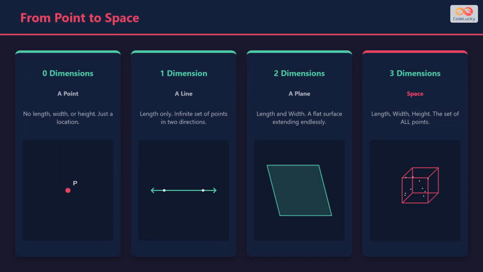To understand space, let's look at how dimensions build upon each other. We start with 0 dimensions, which is a single point. It has no size, just a location. If we extend that point, we get 1 dimension, a line, which has length. Extending it again gives us 2 dimensions, a plane like a flat sheet of paper with length and width. Finally, if we extend that plane, we arrive at 3 dimensions, or space. Space possesses length, width, and height, and it contains every possible point.